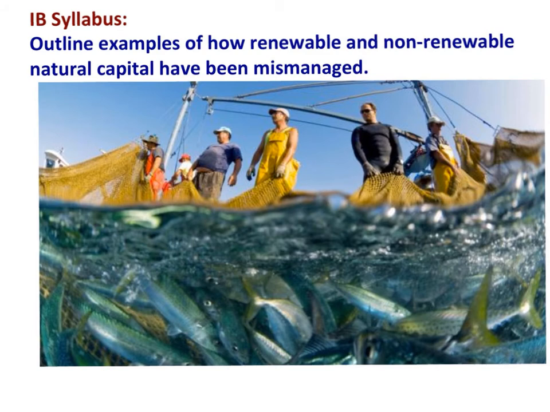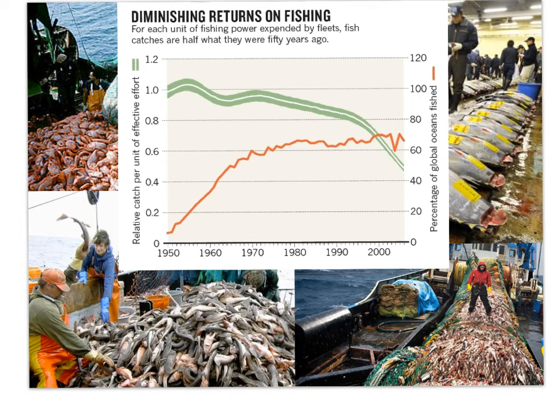Ocean fisheries are declining if they're not already fully depleted. Humans have mismanaged ocean stocks. Large trawlers with massive nets are sweeping the ocean, harvesting fish at rates higher than their natural replacement rate. The percentage of global oceans fished has reached about 75%. But with fewer and fewer fish in the ocean, the relative catch per effort has gone down and down.